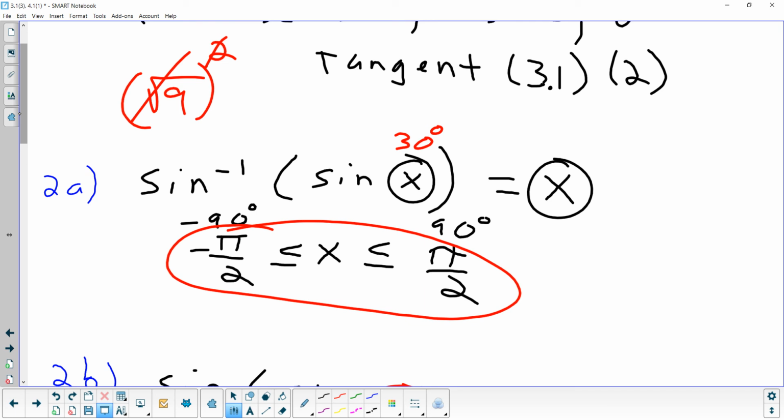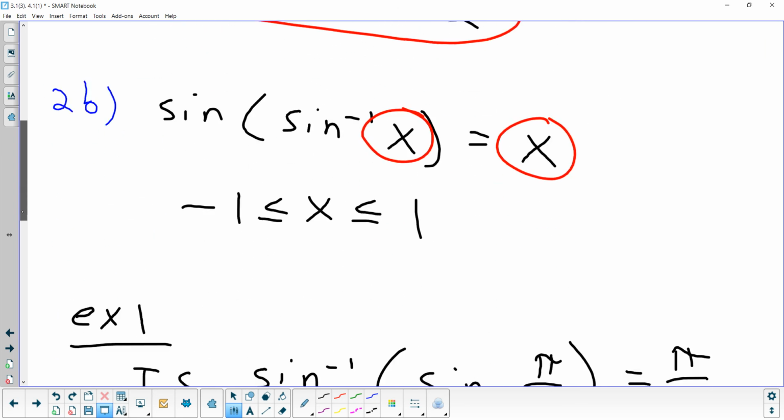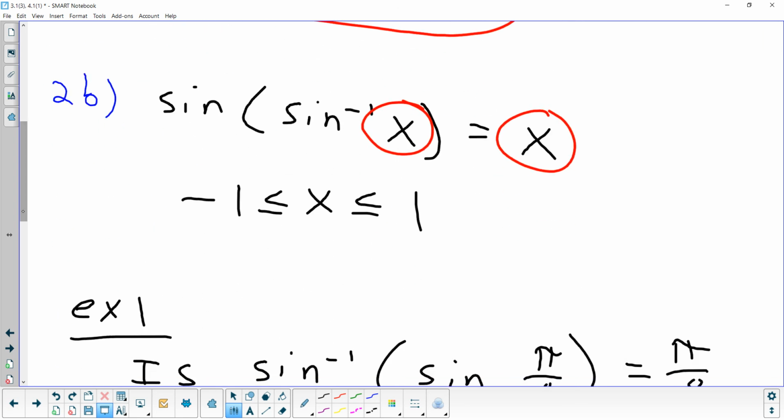Which one is the inverse? The inverse, that's the one that has the negative 1. No, it's not on the inside, so it's not 2a. How about this one? Yeah, in that one, the inverse is on the inside.